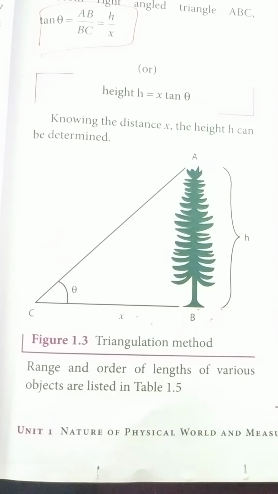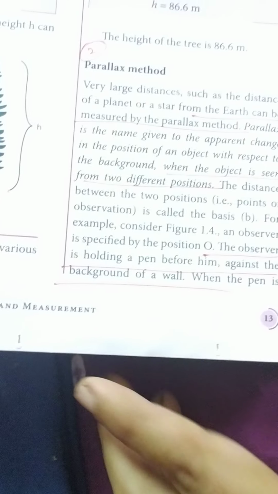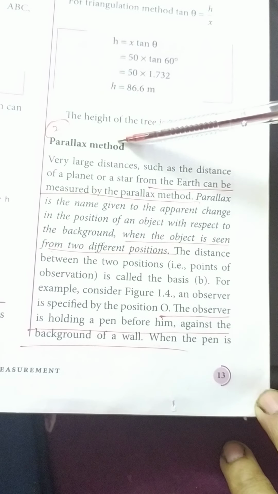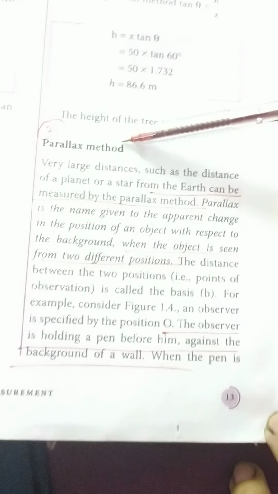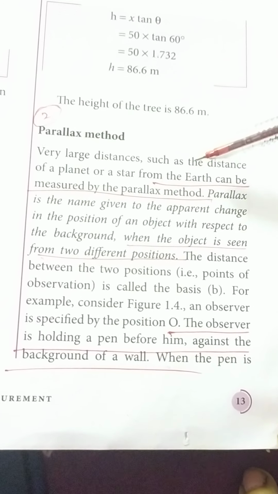Next we are going to see the parallax method. With the parallax method, you can find the distance of a planet or star from the earth.